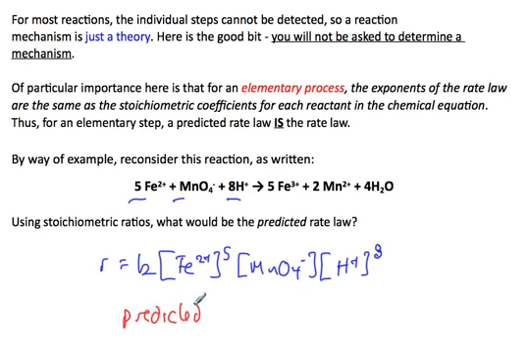But we would quickly realize that's not going to be the actual rate law. Fifth order with respect to iron 2 ion, eighth order with respect to hydrogen ion. Those are very high reaction orders. 13th order overall. Highly unlikely that that's going to happen that way. But that said, we can write a predicted rate law.